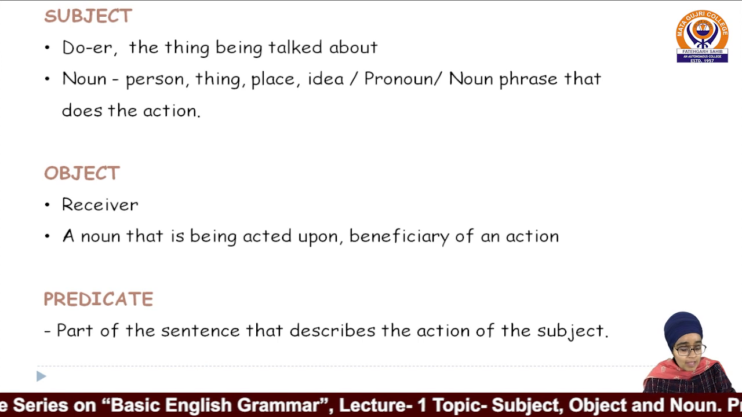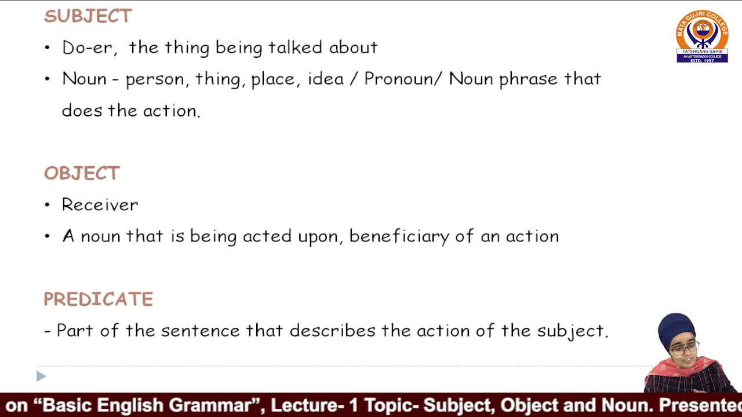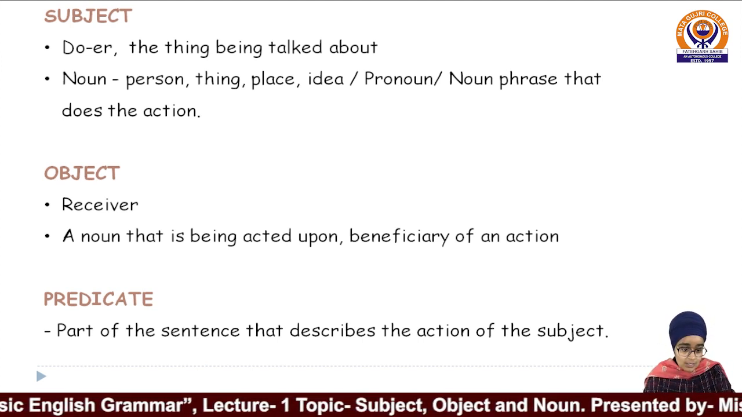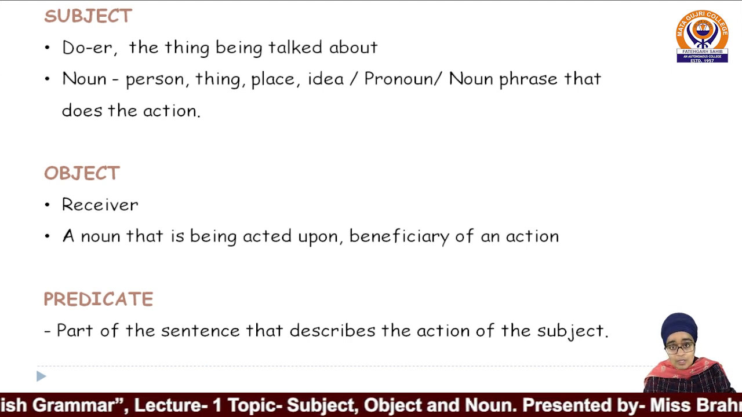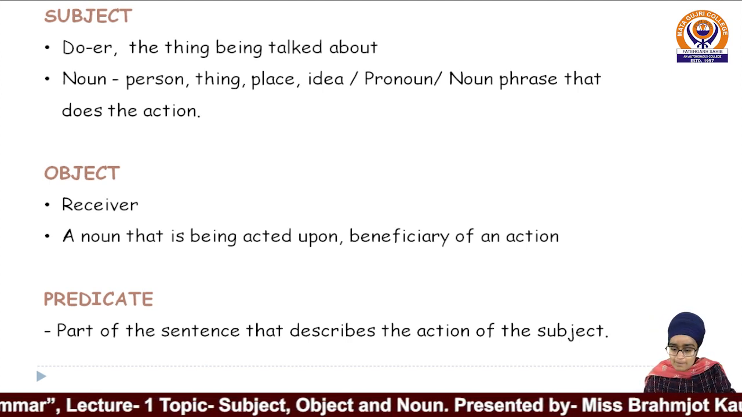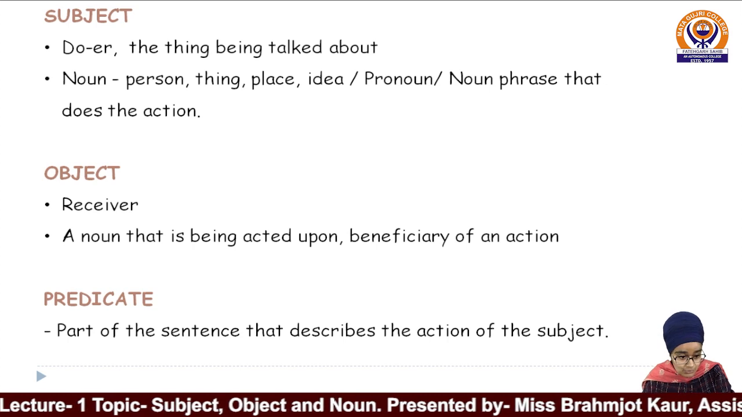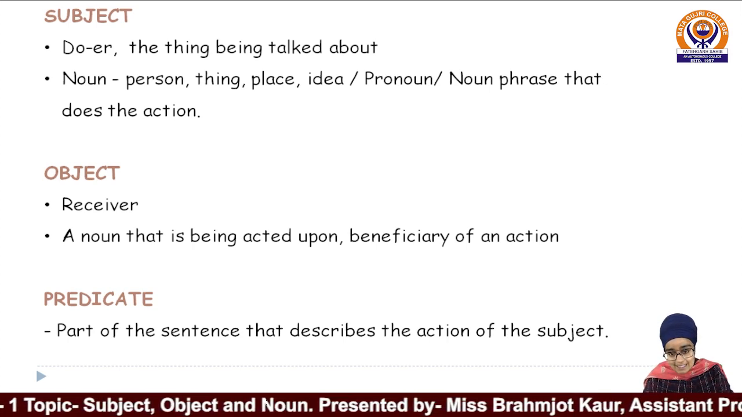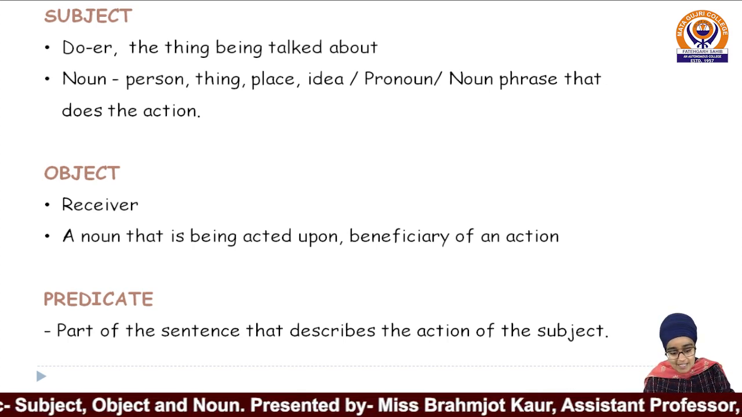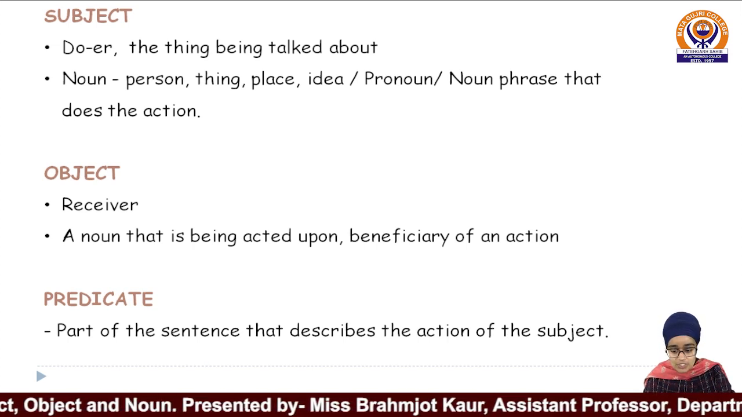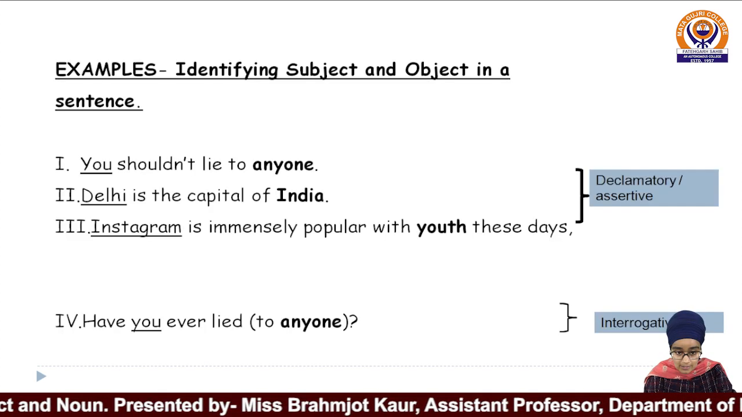On the contrary, an object will be the receiver of the action that is being done by the subject. So the object will be a noun which is being acted upon or is the beneficiary of an action being done by the subject. Predicate is a lesser used term these days. Predicate is that part of the sentence which describes the action of the subject.